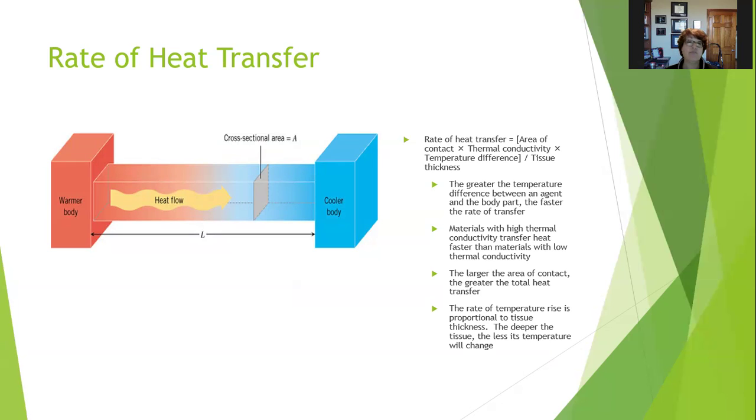If you're putting an ice pack on the back of somebody's hand, for example, that's a pretty small area of contact. There's some heat that's going to go from the hand to the ice pack, but not as much as if you put an ice pack on somebody's low back. There's a greater area of contact, so more of your heat is going to go into the ice pack. The rate of temperature rise is inversely proportional to the tissue thickness. The deeper the tissue, the less its temperature will change. Hopefully that makes sense, and we'll talk about depth of tissue with regard to some other modalities as well.